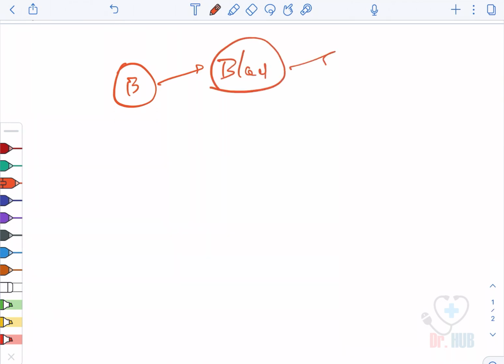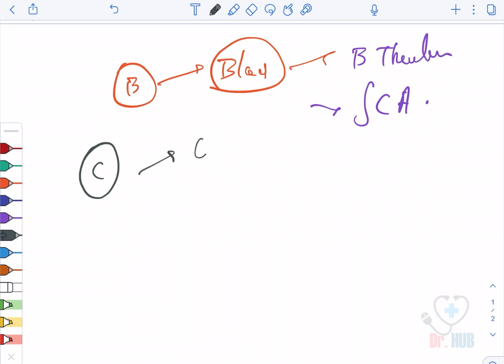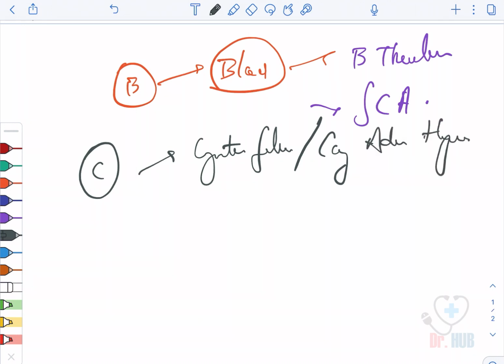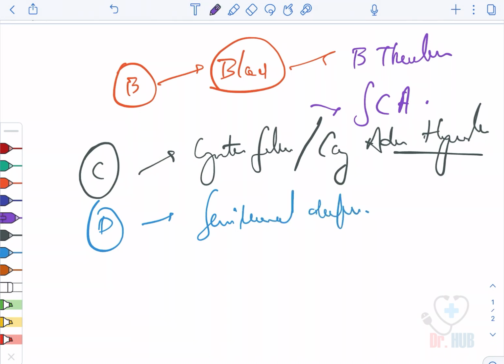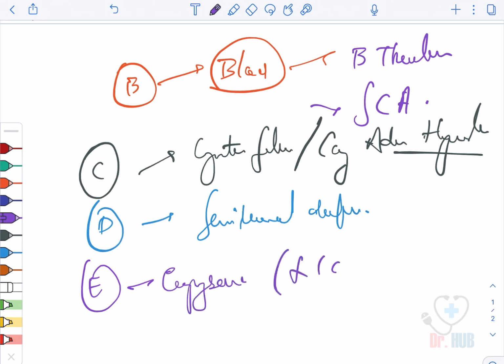Now moving ahead, we look at B. B stands for the blood disorders. B for blood, and the disorders involved are nothing but beta thalassemia as well as sickle cell anemia. Next we look at C. C is nothing but cystic fibrosis as well as congenital adrenal hyperplasia. Then comes D. So what is this D? D is nothing but deafness, that is sensorineural deafness. Next E. E for emphysema, and it is nothing but alpha 1 antitrypsin deficiency.